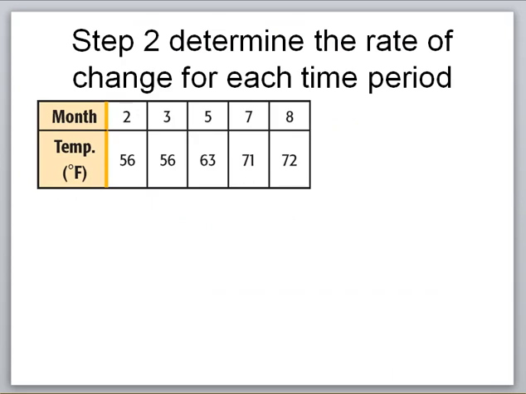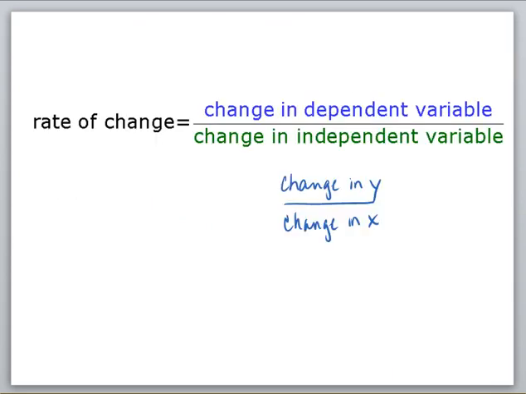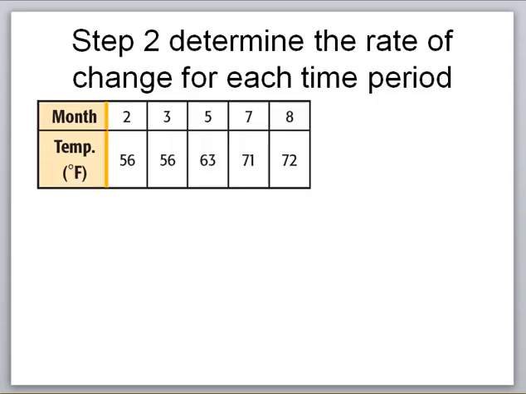Once you've determined your independent and dependent variables, remember what we're saying is the change in the dependent variable over the change in the independent variable, or the change in y over the change in x. So I'm going to go ahead and just label this as the y values and these as the x values. So it's the change in y over the change in x. So from here to here, the change in y would be 56 minus 56. There was no change. The change in the x would be 3 minus 2. So we end up getting 0 over 1, which is 0. So the rate of change is 0.